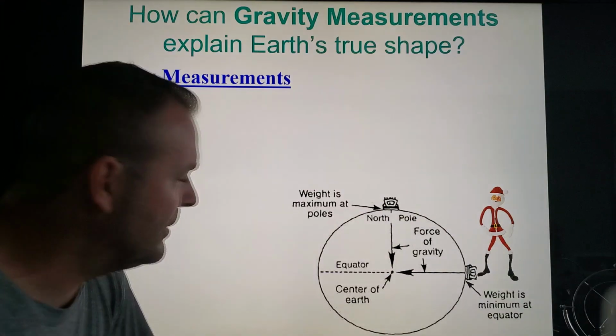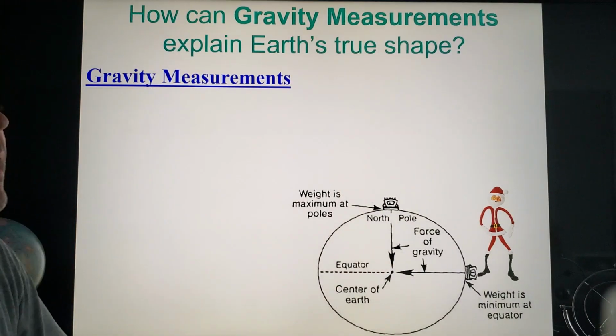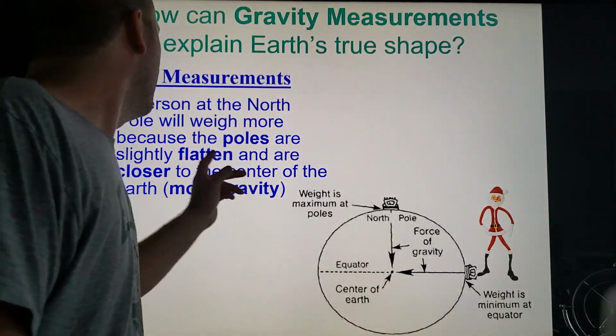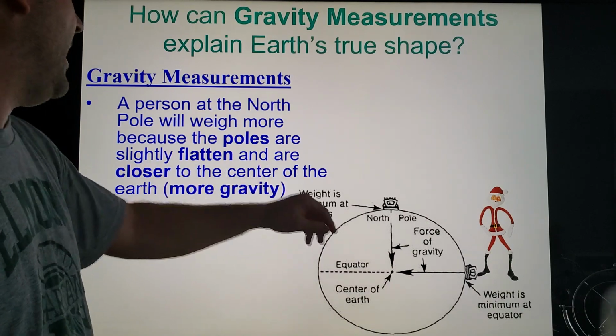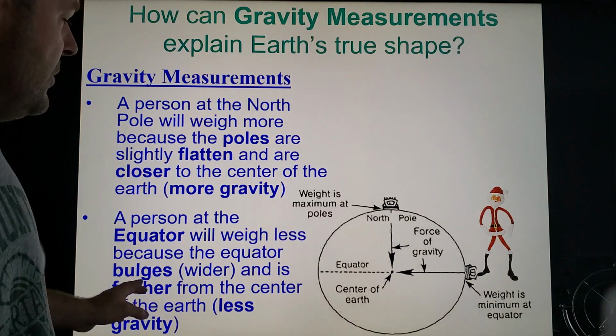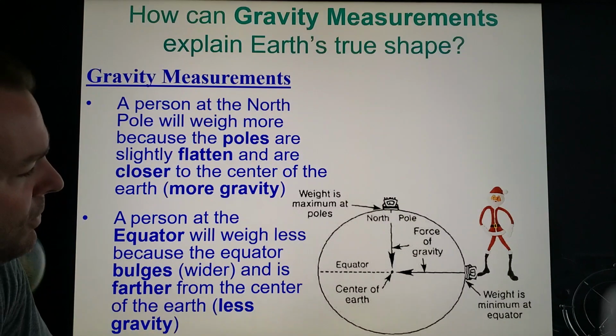Okay? And that's all because of the Earth's rotation, changing the shape of the Earth a little bit into a slightly oblate spheroid, but it's still a sphere. Okay? A person will, at the North Pole, weigh a little more because the poles are slightly flattened and you're closer to the center of the Earth. And, of course, the opposite is true at the equator. Okay? So please make sure you get that all in your notes there.